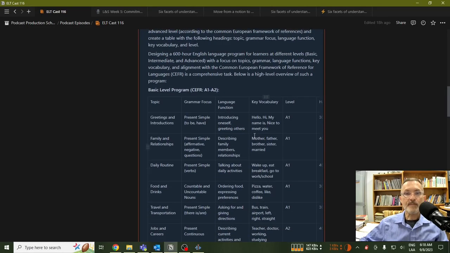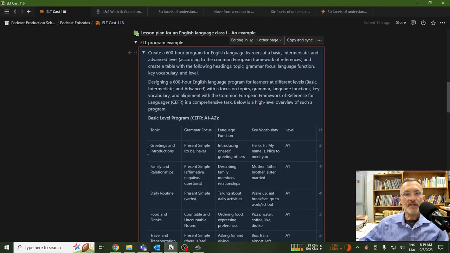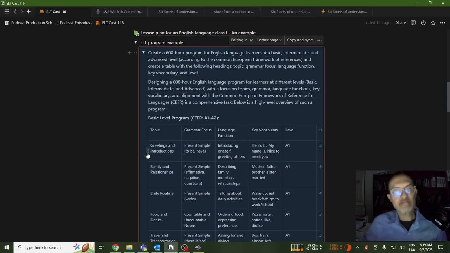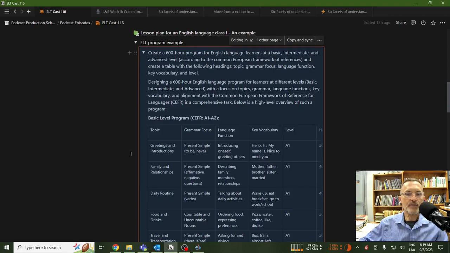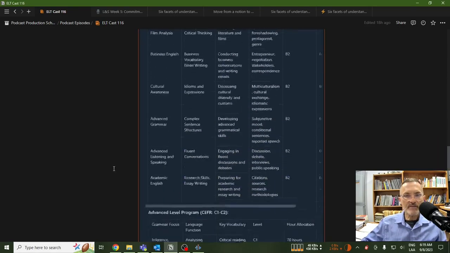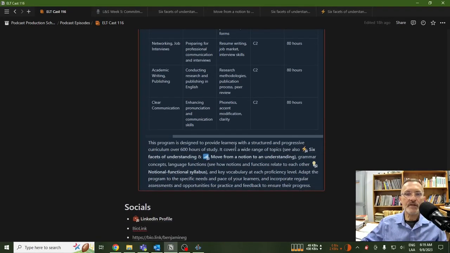And what I want to talk about here today is how you might think about bringing together a topic, a grammar focus, language function, key vocabulary based on particular levels. So starting with the topic, think of the topic also in terms of content, the content that relates to what you're teaching. Also think of understandings, and I created a page that I've linked down here below, how to move from a notion to an understanding.